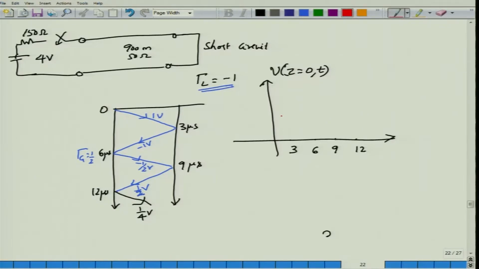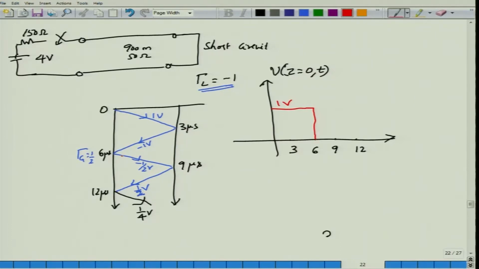So at 0 you have launched a 1 volt which changes to 0 volt at 6, right. You have launched a 1 volt which begins to propagate. At 6 microseconds you have received a minus 1. So 1 minus 1 will make it 0. So that is what you would initially think.